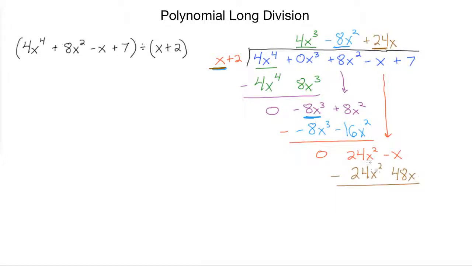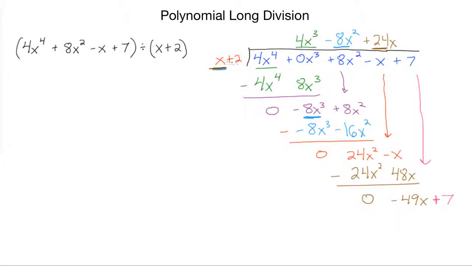Subtract these out. 24x squared minus 24x squared turns to 0. But negative x minus 48x is going to give me negative 49x. All right, I'm almost done. I'm almost there, right? I've got to just drop down this plus 7. That's my last term in the polynomial to do any division with. So now I've got plus 7 on the end.